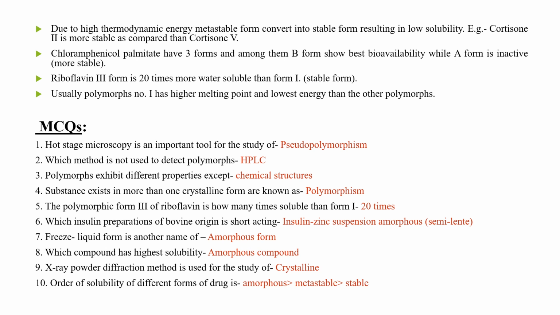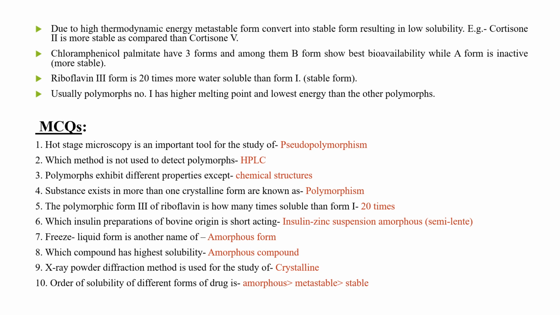For example, cortisone 2 is more stable as compared to cortisone 5. Here is a trick: the lower forms are seen to be more stable than the higher forms. So we can memorize it this way. Next example: chloramphenicol palmitate has 3 forms, and among them form B has the best bioavailability. From B, we can remember the best bioavailability. Form B shows the best bioavailability while form A is inactive, and inactive means it is more stable in nature.